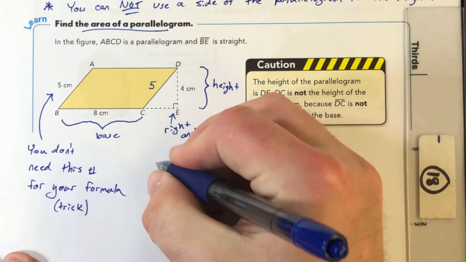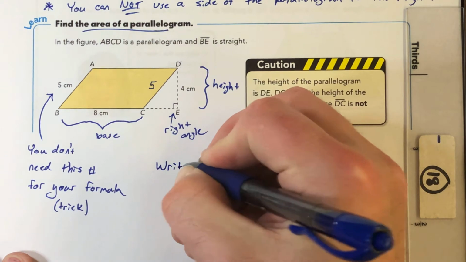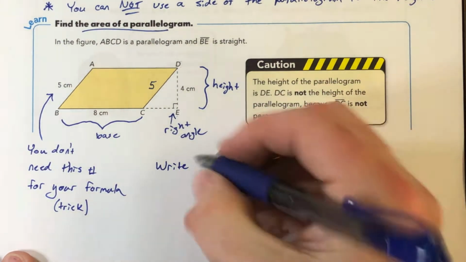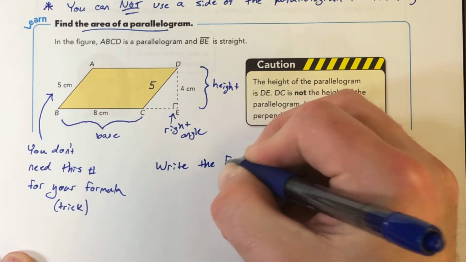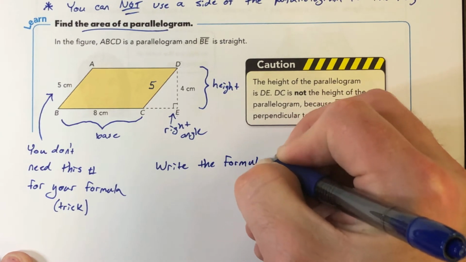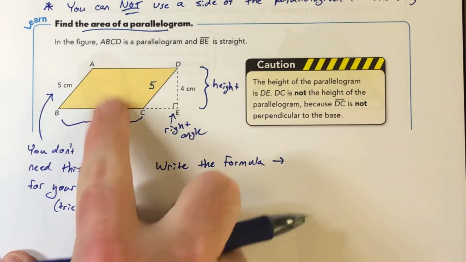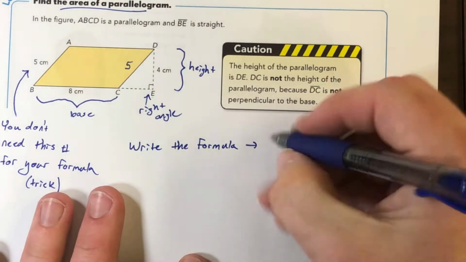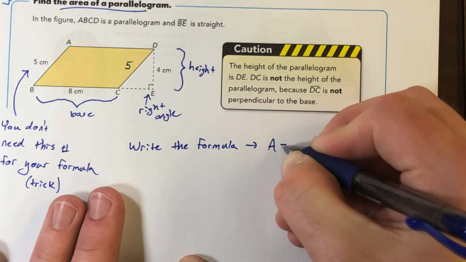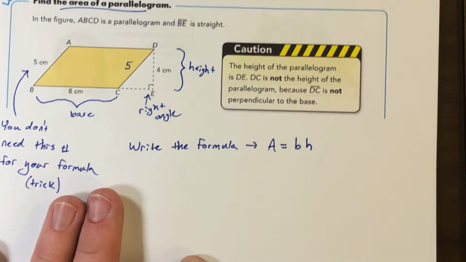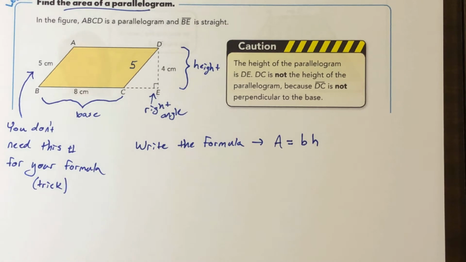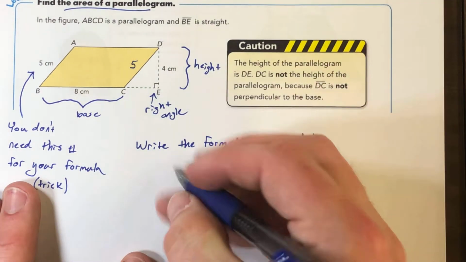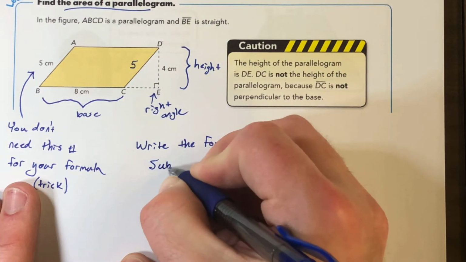What is my first step? To find the area, write the formula. Always write the formula for what you're dealing with. We are doing a parallelogram. So the area formula for a parallelogram is A equals BH. Next, substitute.